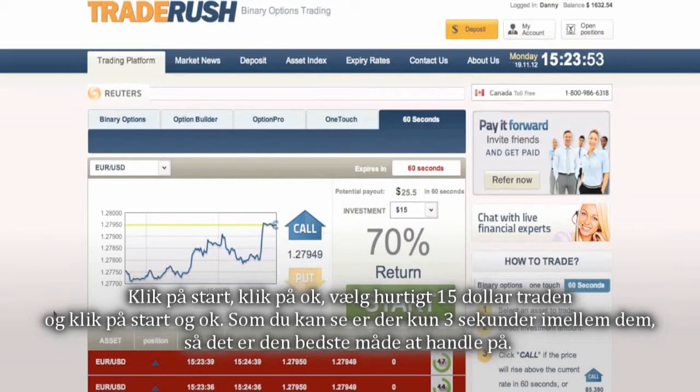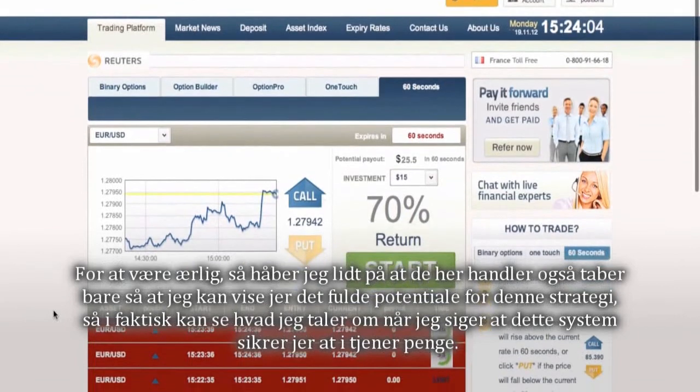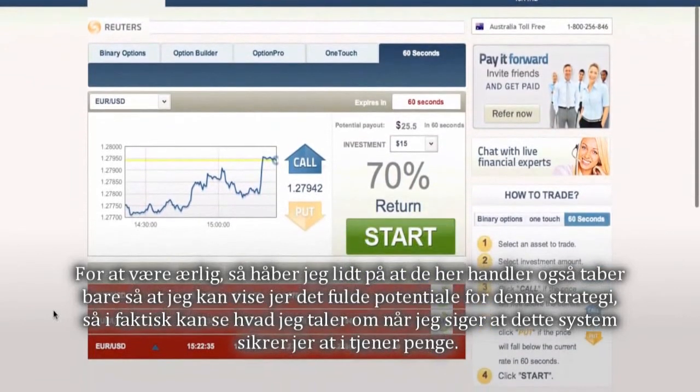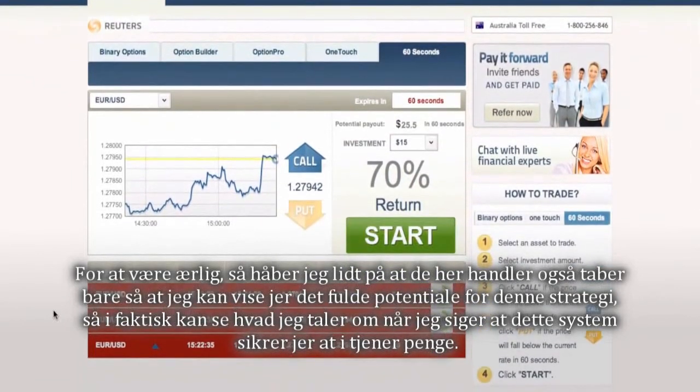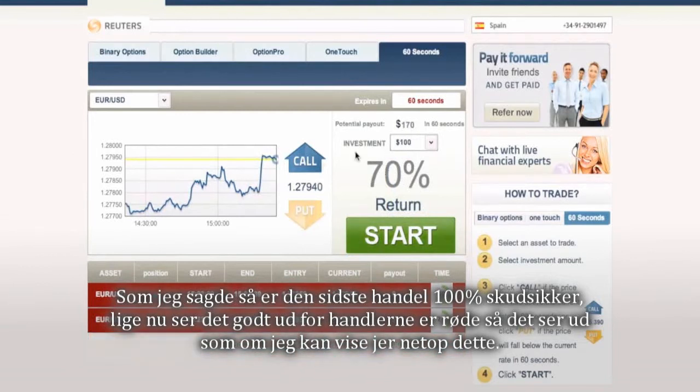But to be honest, I'm really hoping that these 2 trades lose as well, just so I can show you the full potential of the strategy, so that you can actually see what I'm talking about when I say that this system is guaranteed to earn you a return on your money. And like I said, it is 100% bulletproof, that last trade. And I'm really hoping I can show it to you. Right now it's looking good. The trades are red, and it looks like I will be able to do just that.